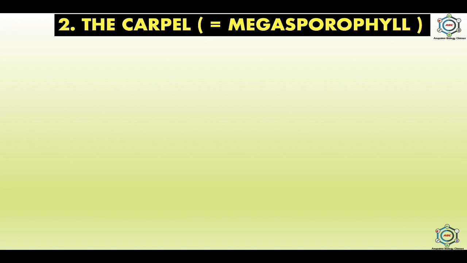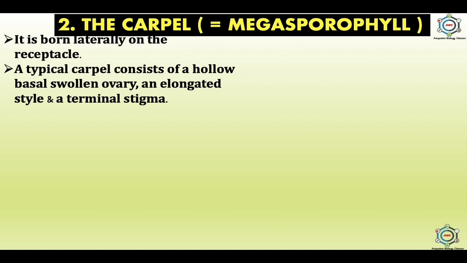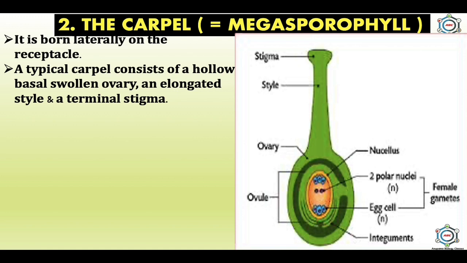Now, the next, that is the female gametophyte, that is the carpel, also known as the megasporophyll. The carpel is a modified leaf bearing ovules on the margin. It is borne laterally on the receptacle, and a typical carpel consists of a hollow vessel, a swollen ovary, an elongated style and a terminal stigma. So in the picture you can see the stigma is the receptive spot of the carpel where the pollen grains get lodged during pollination, and the ovary is important for bearing the ovule.